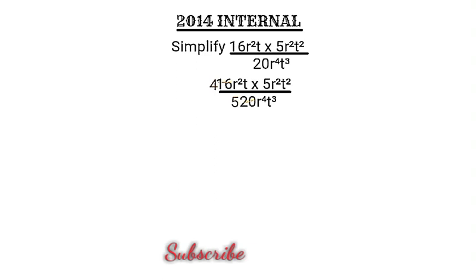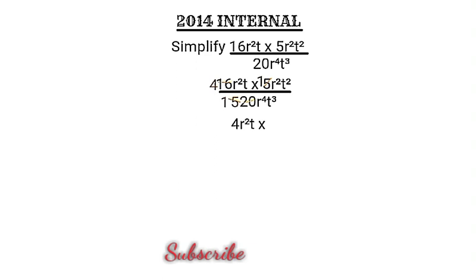Okay. Now as you can see, 5 down here can also go into the 5 on top there, which is 5r squared t squared. So we're going to say 5 into 5 will go 1 time. Then 5 into 5 there will go 1 time. Okay. Now once we have done that, let's write what is remaining.